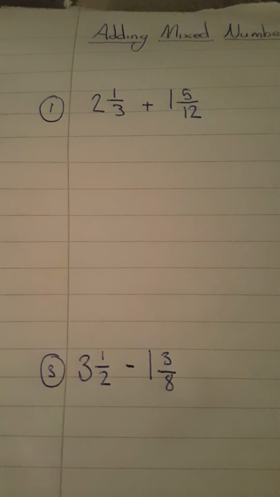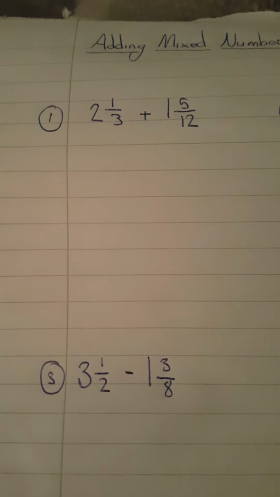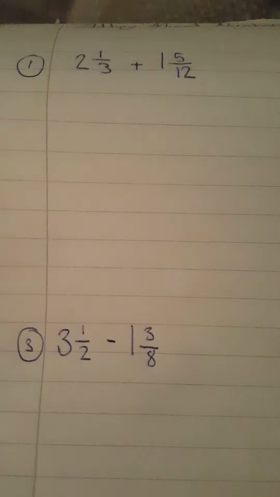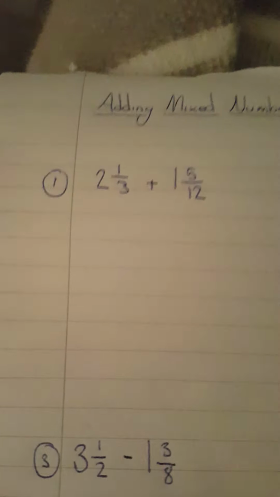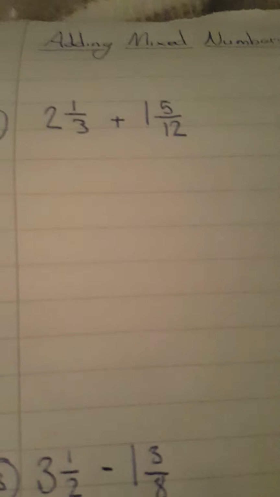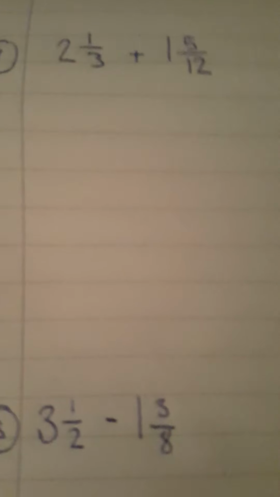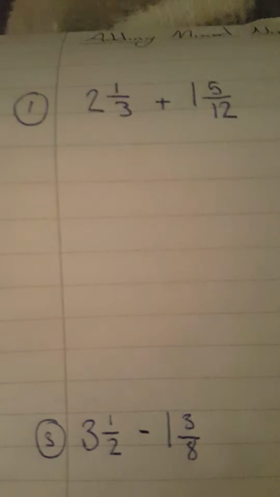So question 1 here says 2 and 1/3 plus 1 and 5/12. Now, to add these two numbers together, just like when I add any other fraction, I need the bottom, the denominators, to be the same. Okay, but before I do that, what I need to do with these two mixed numbers is change them to an improper fraction. Okay, now we were doing that last day.